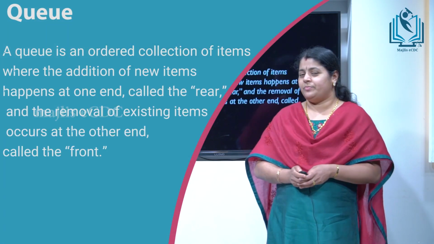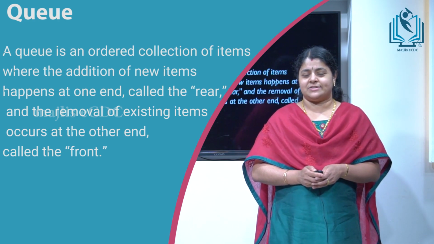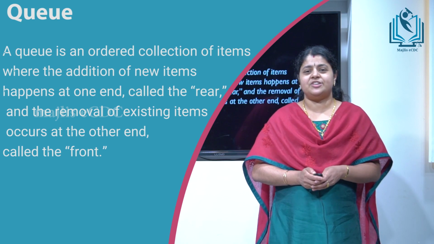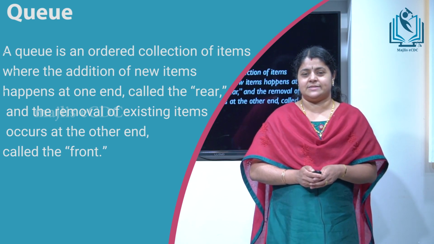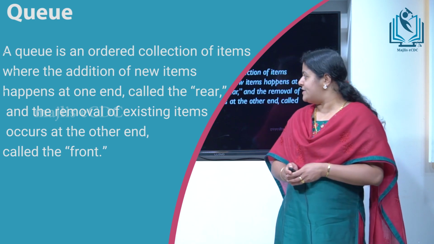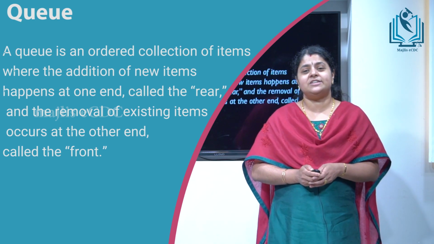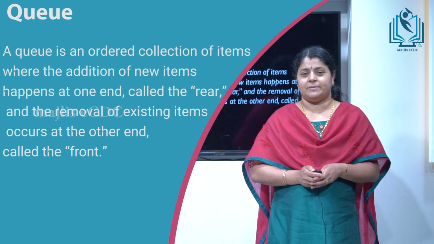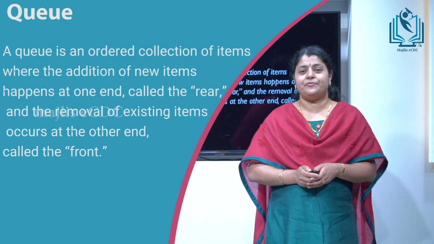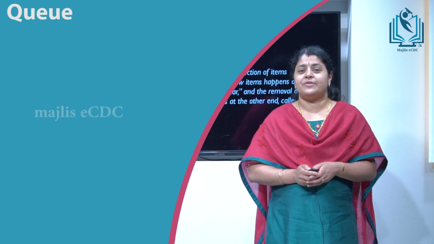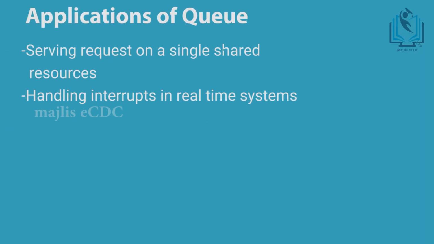Next is queue. Queue is another linear data structure. In this case, insertion and deletion take place at different ends. The end where insertion takes place is known as the rear end and the end where deletion takes place is known as the front end. It is working in a FIFO manner, that is first in first out manner. Queue is used for serving requests on a single shared resource like a printer, CPU task scheduling, etc. and also used for handling interrupts in real-time systems.